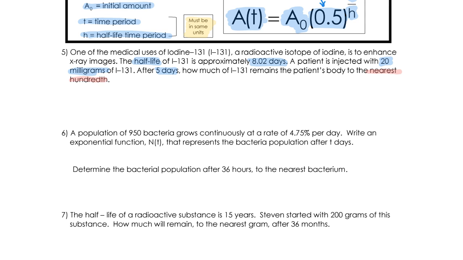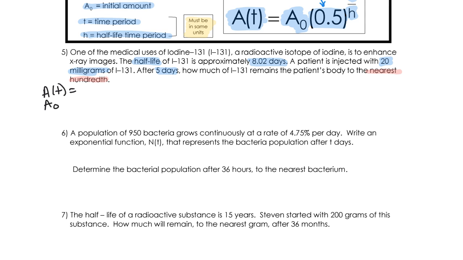There's our rounding directions. Okay, so because they're talking about half-life, we know that this is going to be this formula. And so we're going to organize our variables off to the side. Okay, A of t is the amount after, or our final amount, and that's actually what we want to know, how much is being left in there. What's the final amount of I-131 in the body?